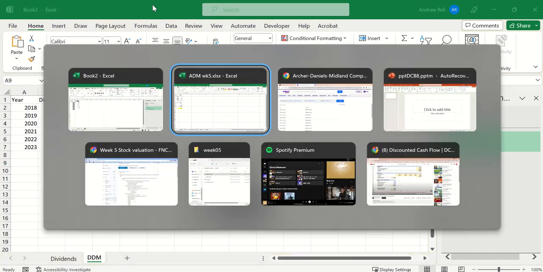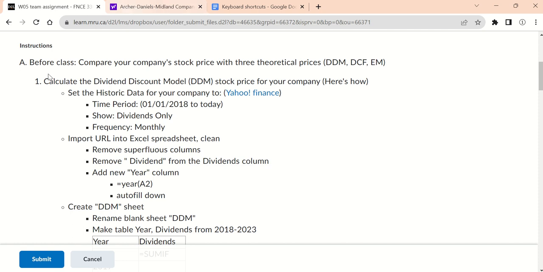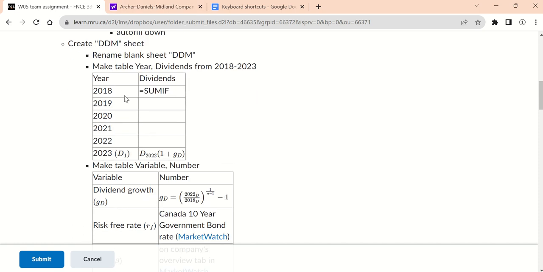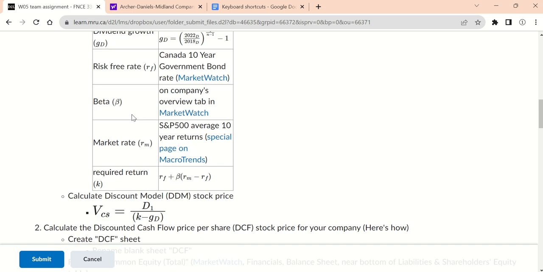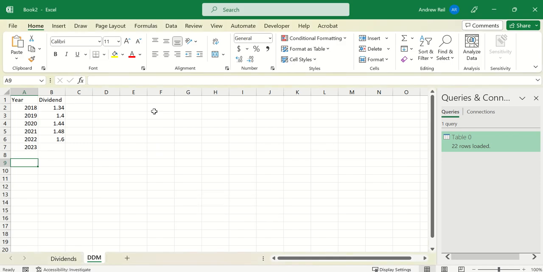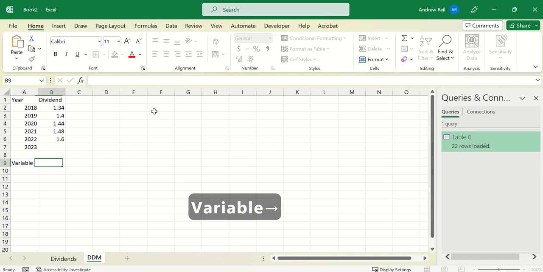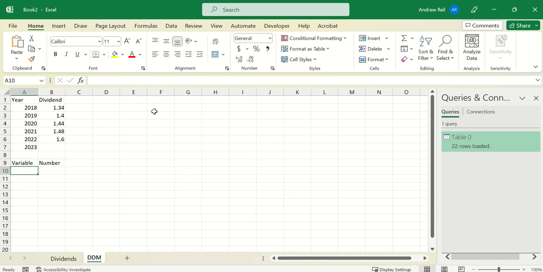Because the next table that we need to make, we've made this table. This is the formula we'll be using in a moment, but it uses a variable called the dividend growth, the growth of the dividends. And we've still got to figure out what those are. So I'm going to make this new table variable and number. And the first number is the dividend growth, GD.